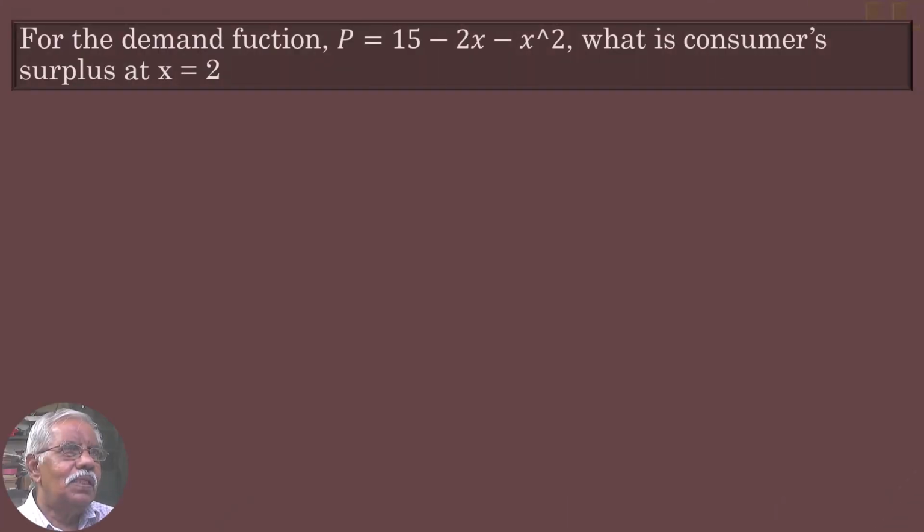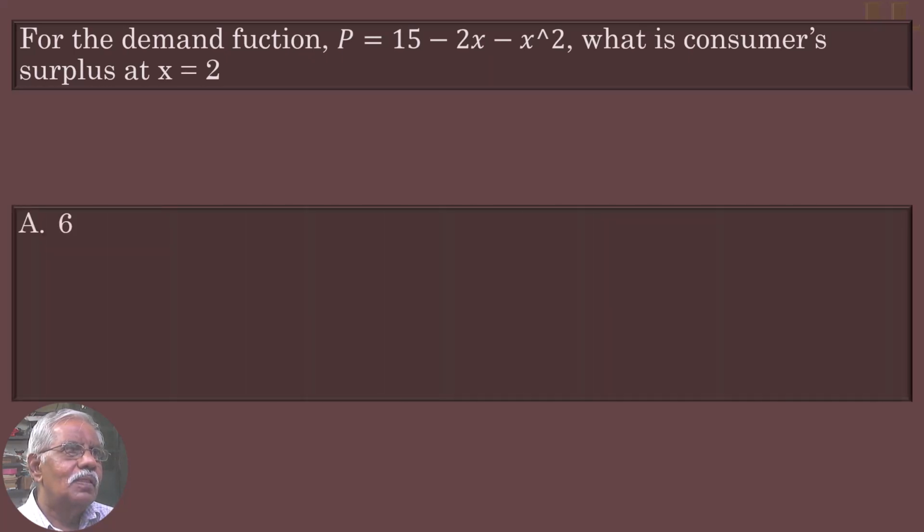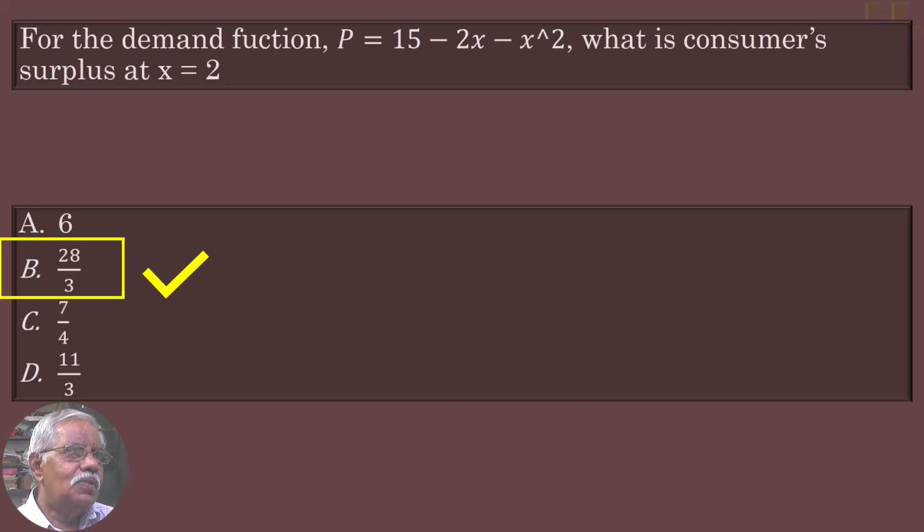For the demand function P equal to 15 minus 2x minus x squared, what is consumer surplus at x equal to 2? Options: 6, 28 by 3, 7 by 4, 11 by 3. It also merits some calculation. Pause the video. The correct option is 28 by 3.